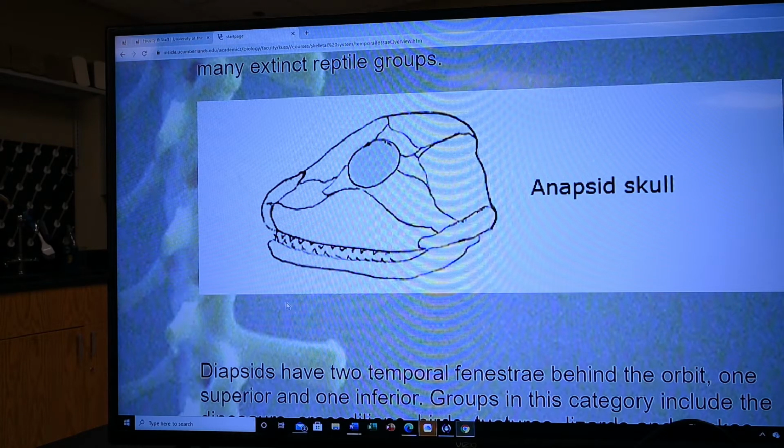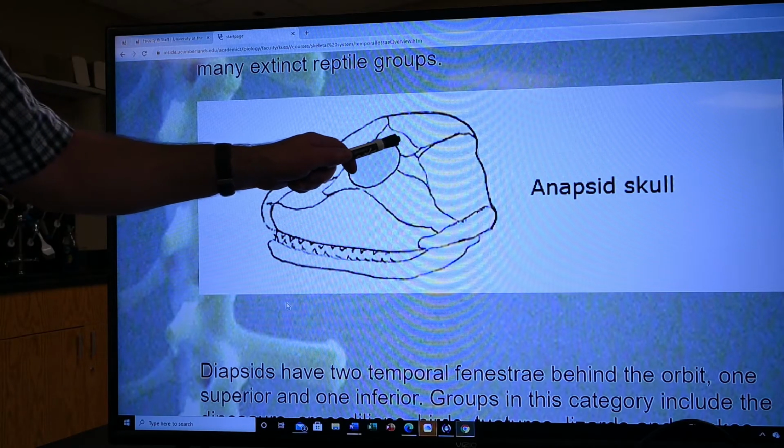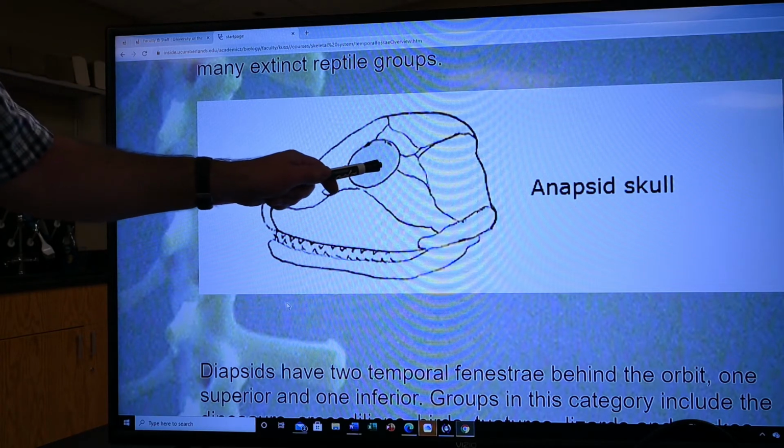Once we get beyond the amphibians into the amniote groups, we start to see some different arrangements of the skull that are described as either anapsid, synapsid, diapsid or euryapsid configurations that have to do with the presence or absence of openings behind the eye.